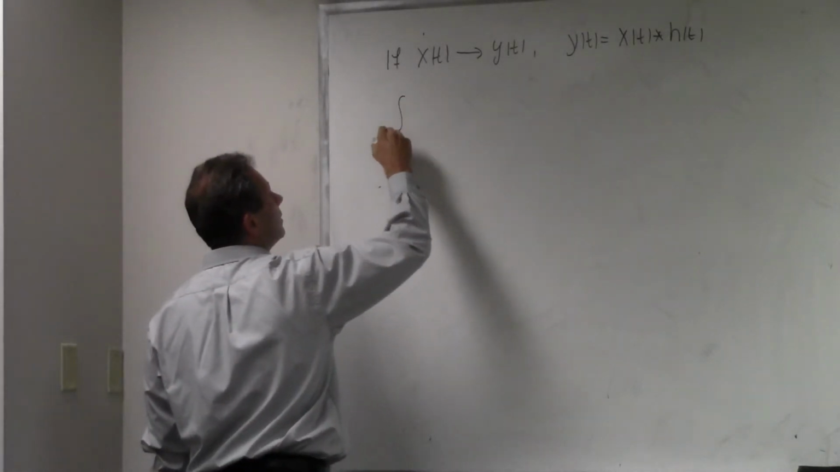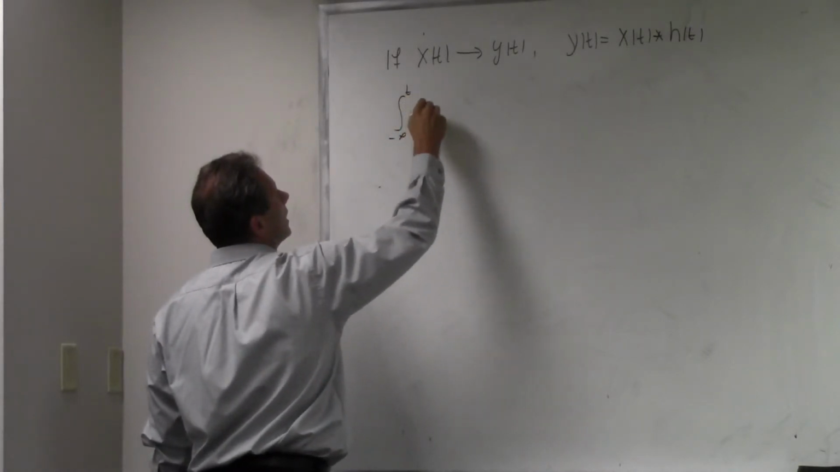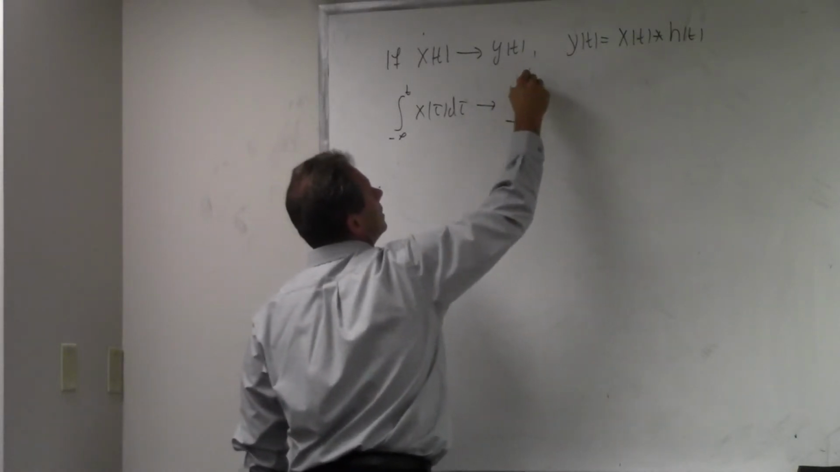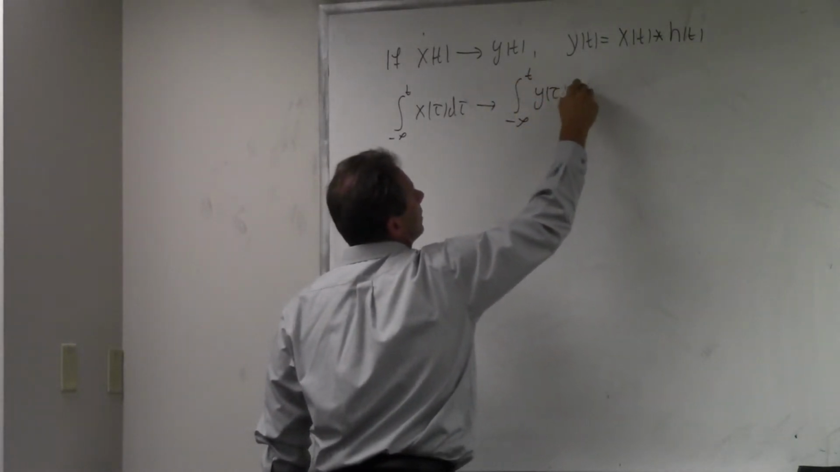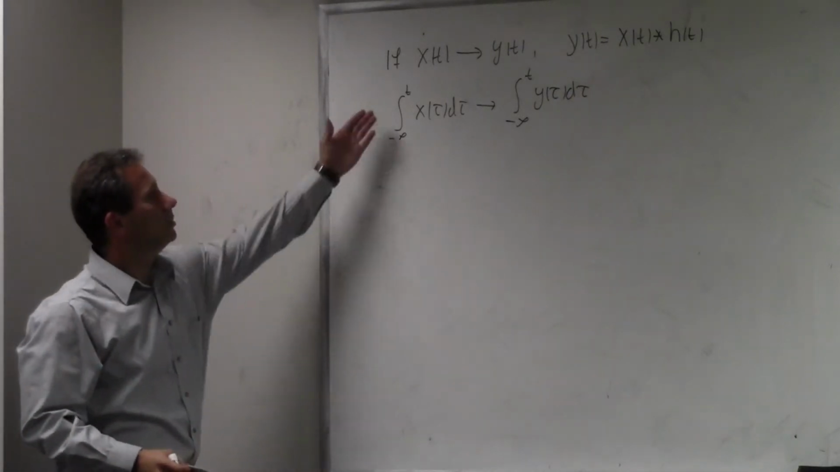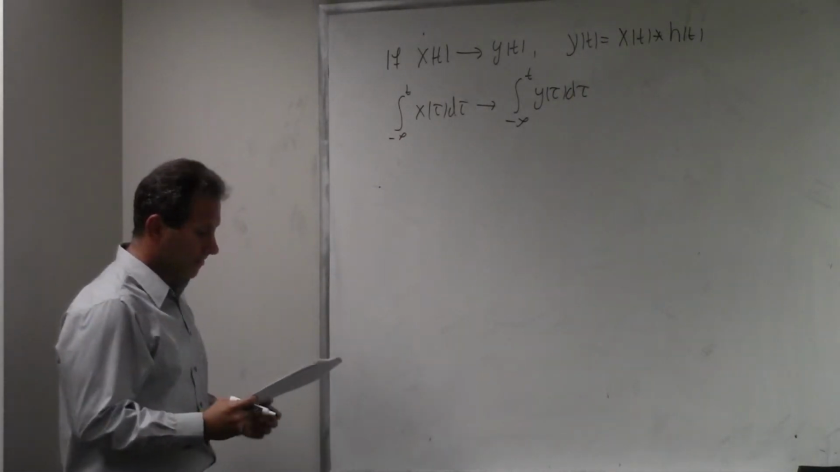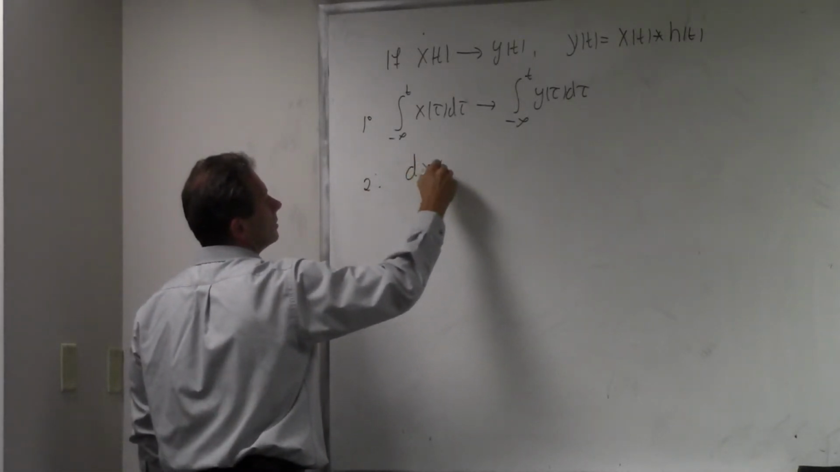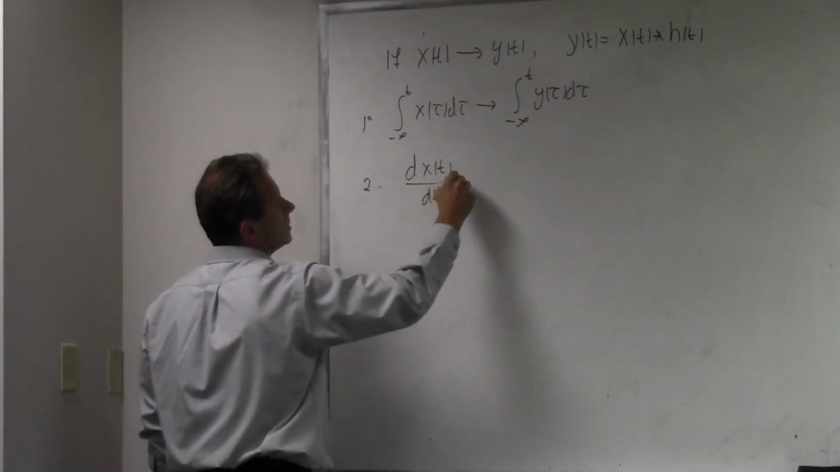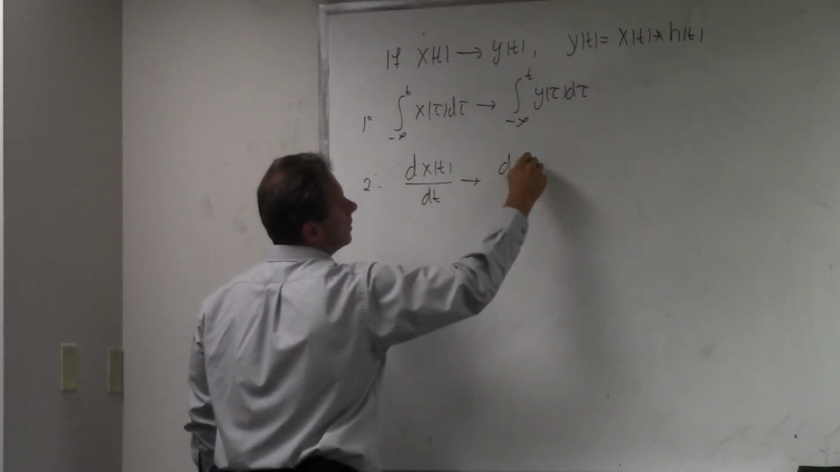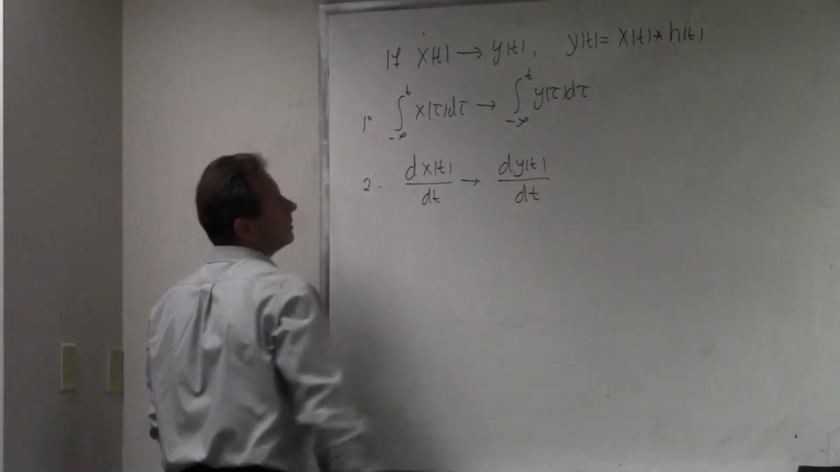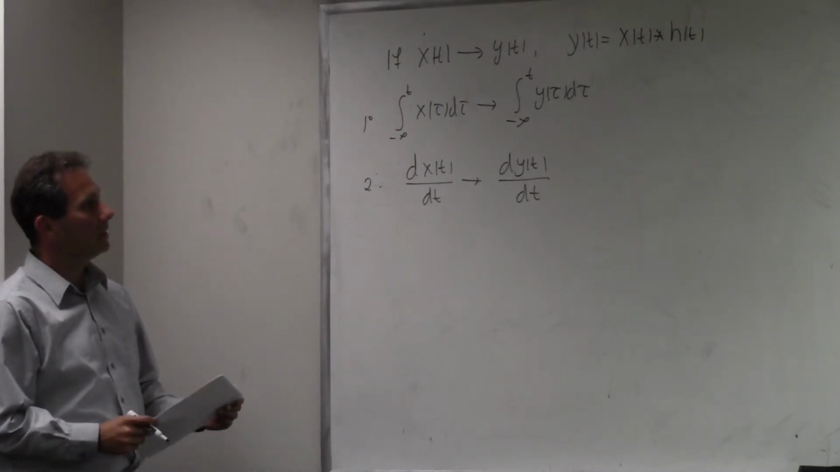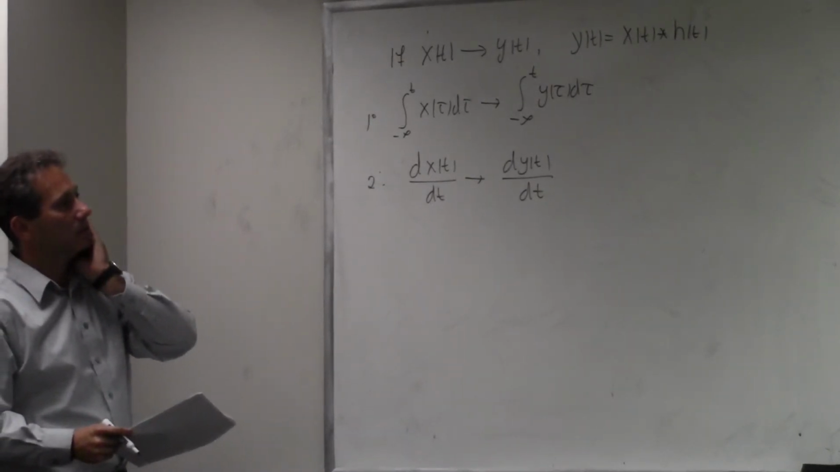The first one is that the integral from minus infinity to t of x of tau d tau results in an integral from minus infinity to t of y of tau d tau. In other words, the integral of an input results in an integral of an output. And the second result is that the derivative of an input results in a derivative of an output. So those are the two properties that we discovered by concatenating these two.